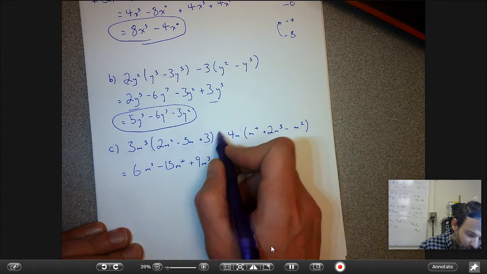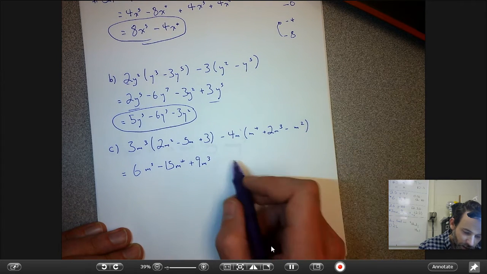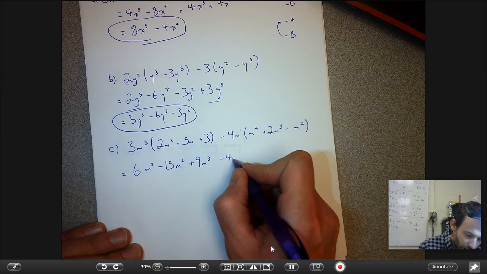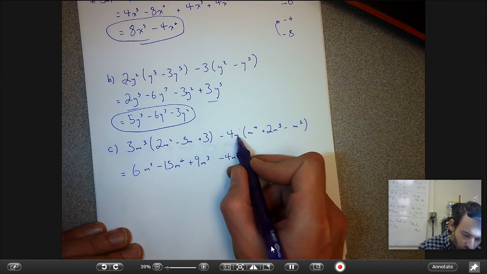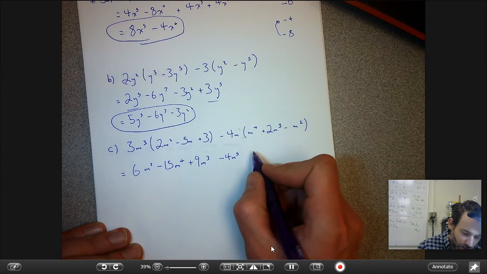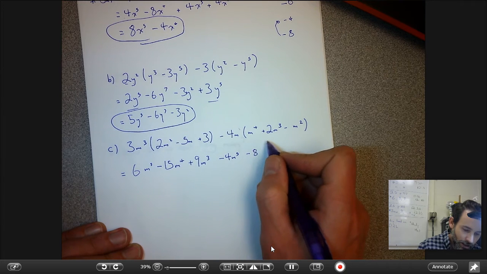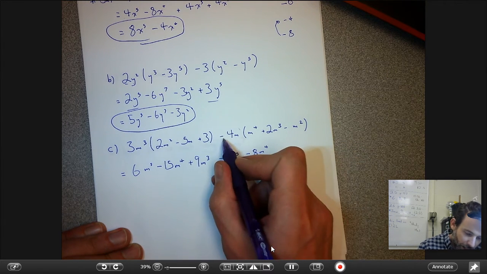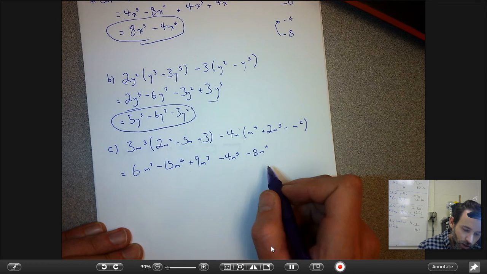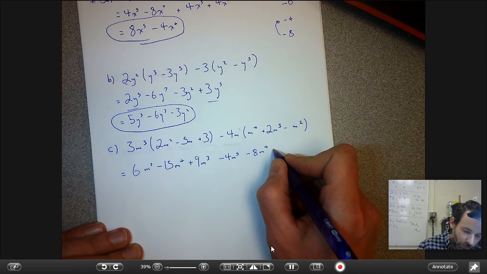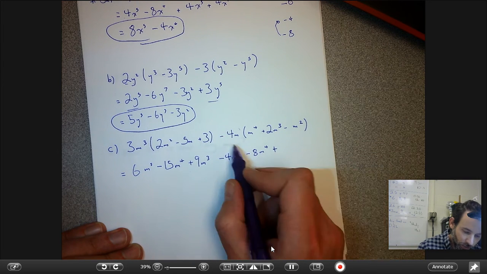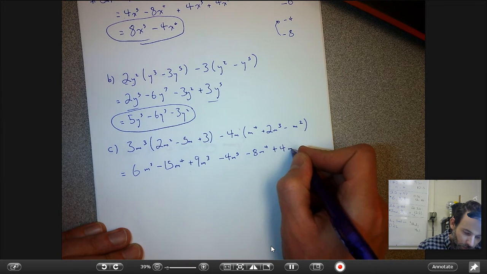Minus 4m, this whole thing gets multiplied by all these guys. So minus 4m times m to the 4 is minus 4m to the 5. Minus 4m times 2m to the 3 is minus 8m to the 4. Minus 4m times negative m squared is plus, because that's the minus. So minus times minus is a plus 4m to the 3.